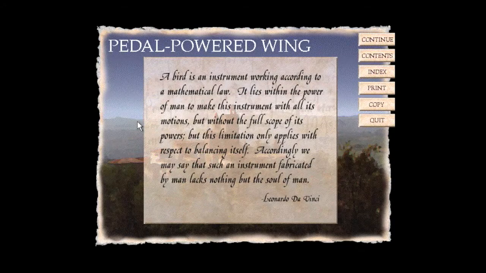A bird is an instrument working according to a mathematical law. It lies within the power of man to make this instrument with all its motions, but without the full scope of its powers. But this limitation only applies with respect to balancing itself. Accordingly, we may say that such an instrument, fabricated by man, lacks nothing but the soul of man.